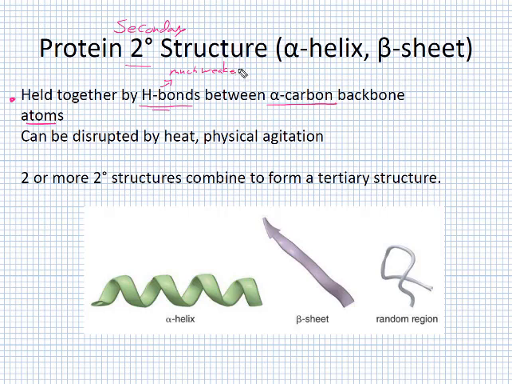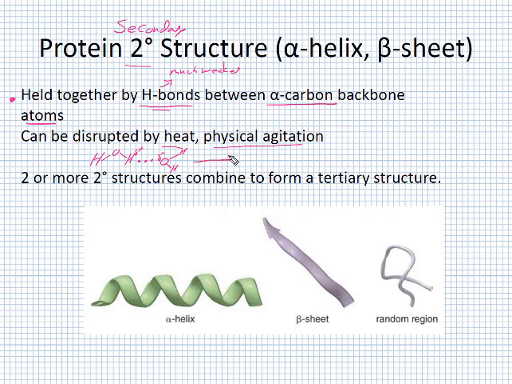Now remember, you could break peptide bonds, but you have to boil them in acid. Here, hydrogen bonds can be disrupted by heat or physical agitation. And what we mean by heat is, remember, let's put water here to remind us what a hydrogen bond is. Partial positive charge on the hydrogen, another water molecule comes along, partial negative charge on the oxygen, and it's this through-space intermolecular interaction between two separate water molecules.